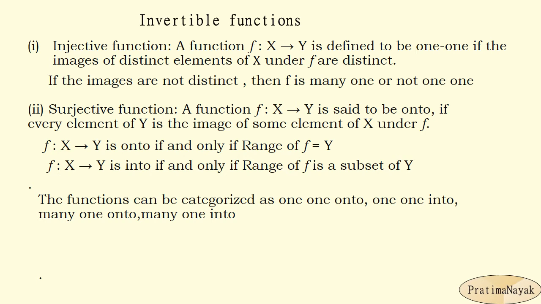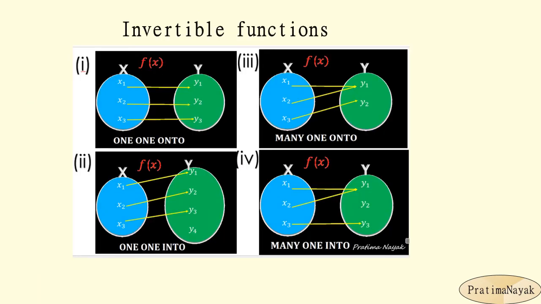Now let us see which type of function will be invertible. These are the ray diagrams of different functions. First is one-one onto, second is one-one into, third is many-one onto, and fourth is many-one into. You have already known this. Now suppose we define its inverse. That means we start from Y to X, so Y will be the domain and X will be the range.